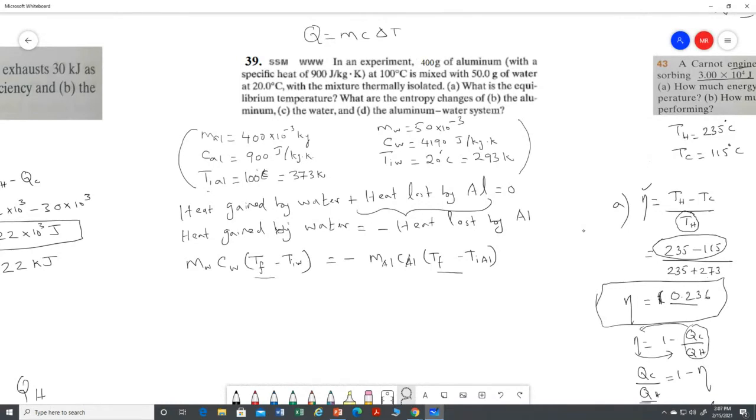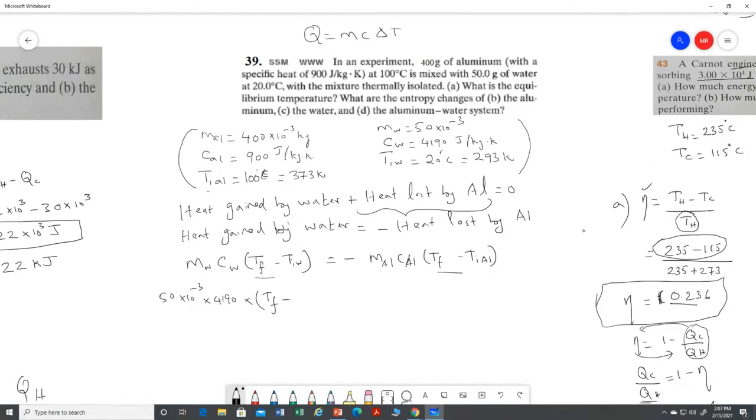Am I right or not? Yes, Doctor. Okay, now substitute the value. You have all the values. What are the things? Mass of the water, 50 grams, so 50 multiplied by 10 to the power of minus 3. Specific heat capacity, 4190, multiplied by T final, which we are going to find.